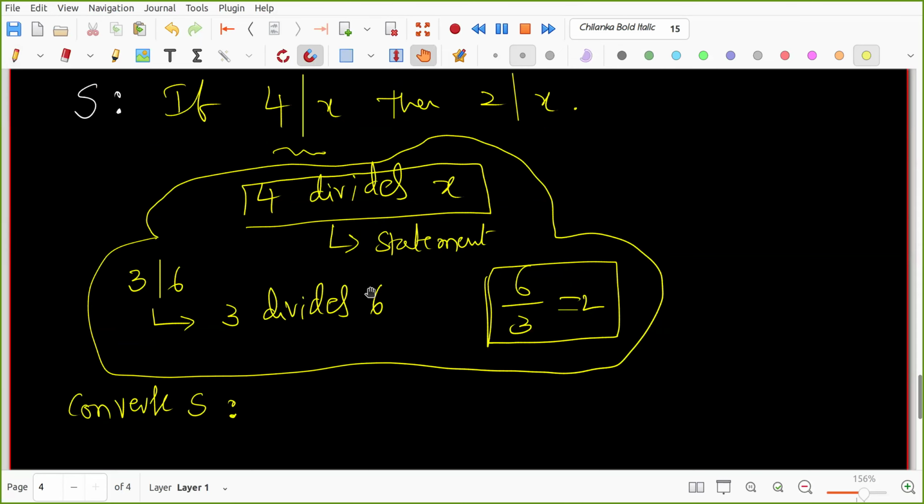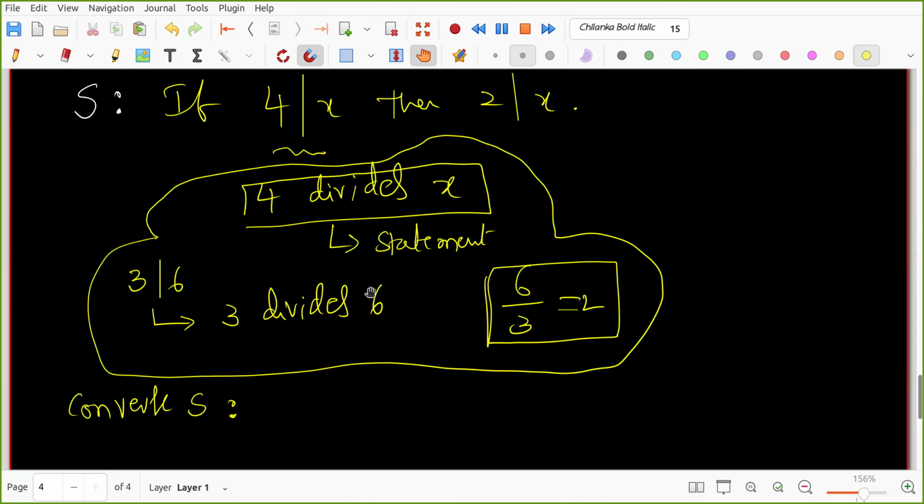So this is a true statement. Good. The converse is: if 2 divides x, then 4 divides x. Is it true? No, sir. What does not true mean?